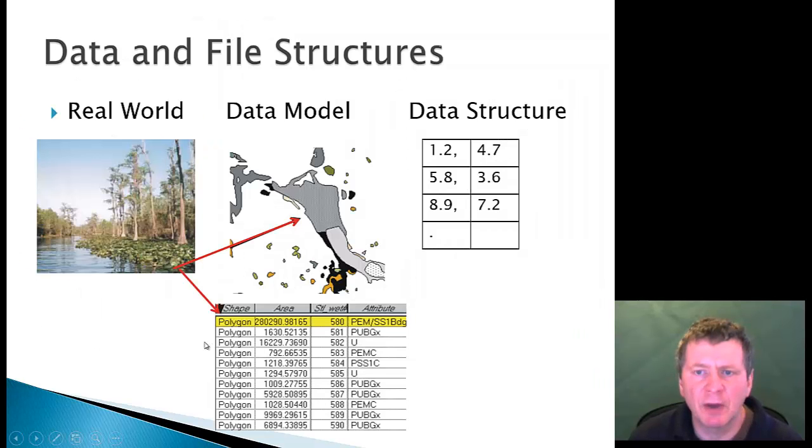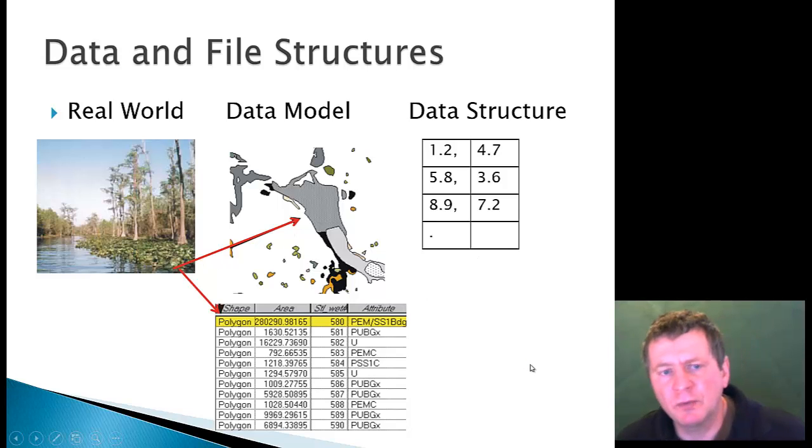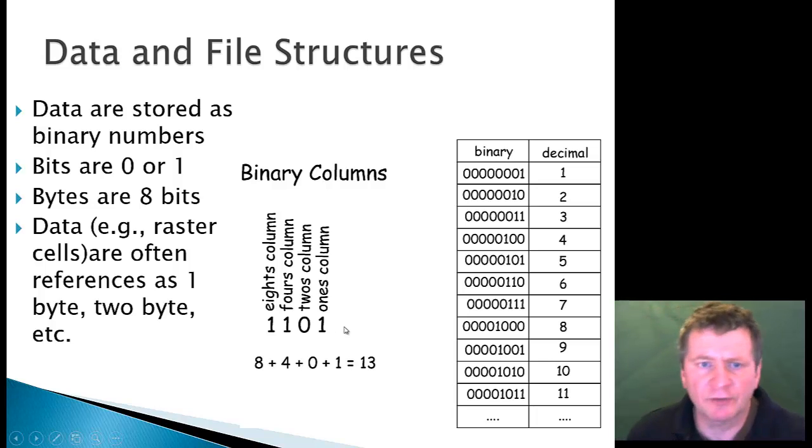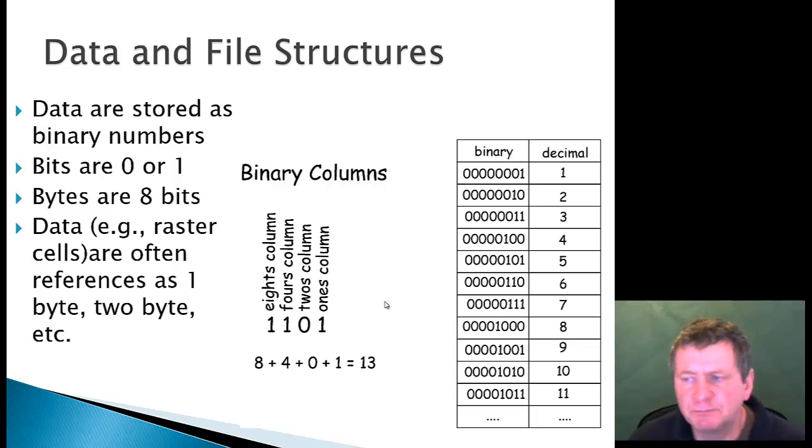Okay, so back to what we've talked about earlier. We've got the real world, a data model, and a data structure. We've saved this data, and again here we're not going to be doing this in class. This is kind of a review, but how are we actually saving this data in file and file structures?